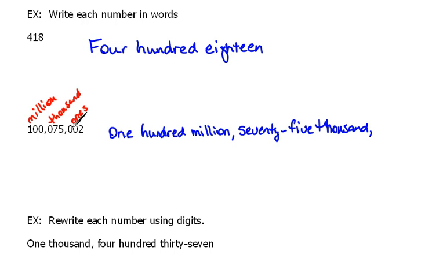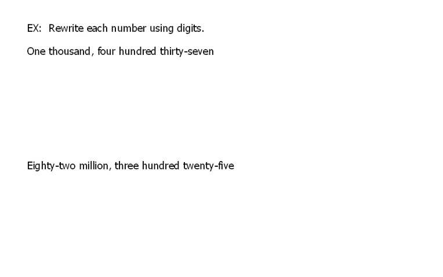And then for our last grouping or period, we have the number 2. So this would be 100,075,002. Now again, notice that I did not say the word "and" in there anywhere because this was not a decimal. This is a whole number. We never use "and" when we're talking about whole numbers.